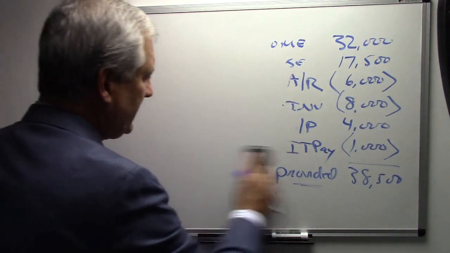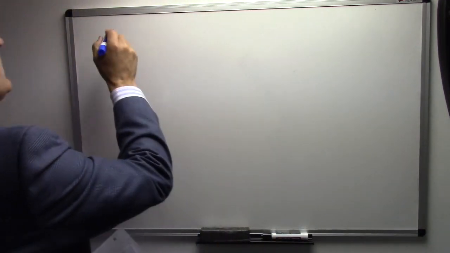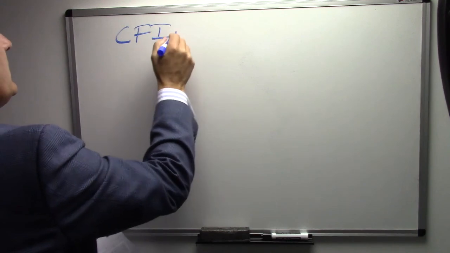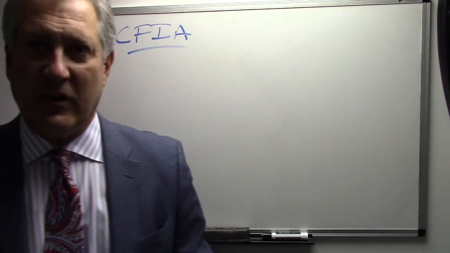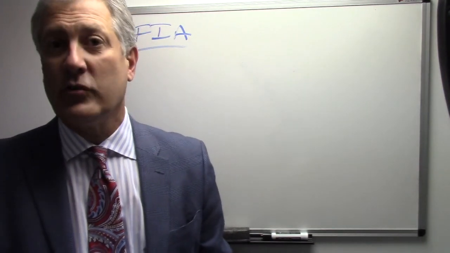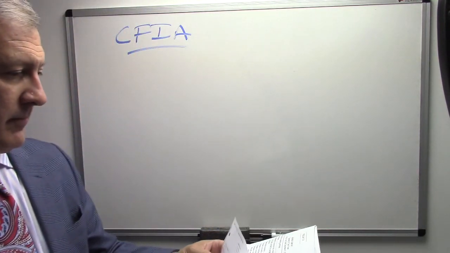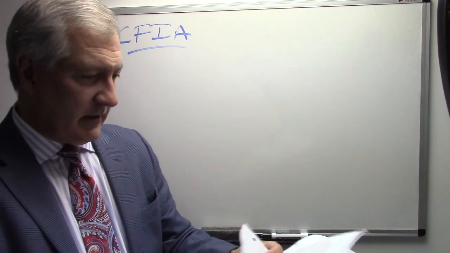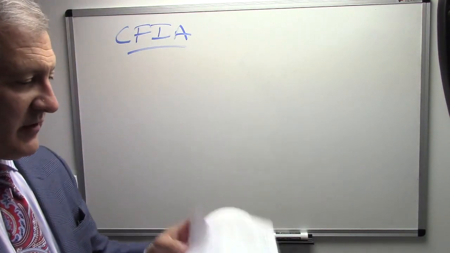Let's take a look at the next section. The next section, as you now know, is cash flows from investing activities. And primarily these are the changes or activity associated with long-term investments. And let's start with the additional information.